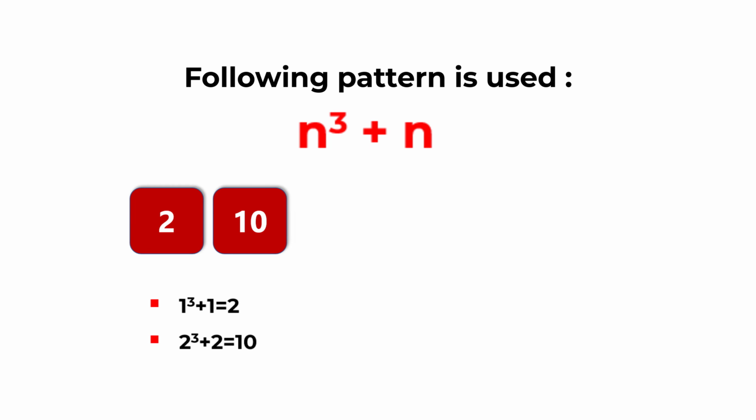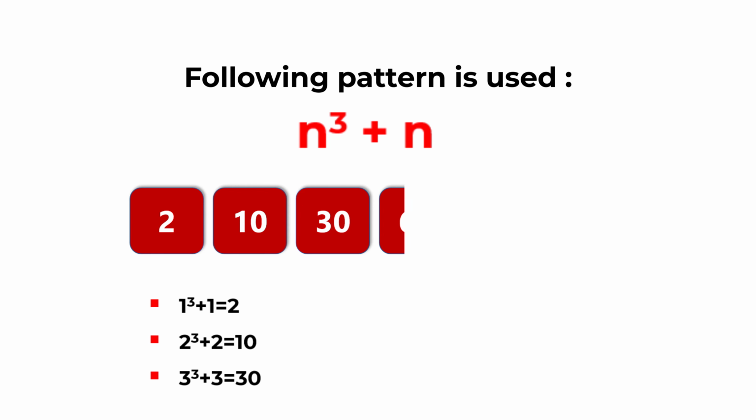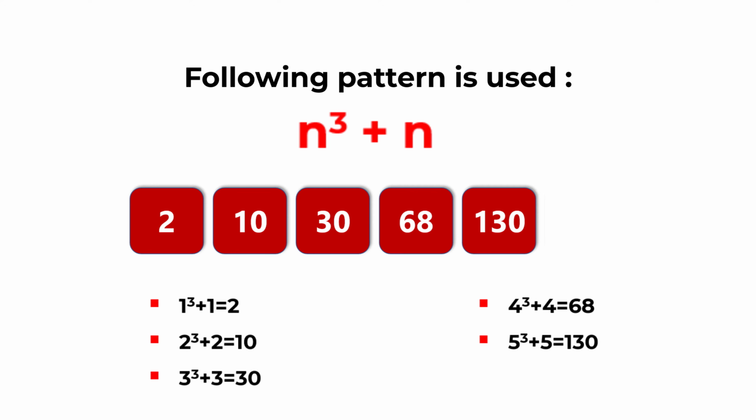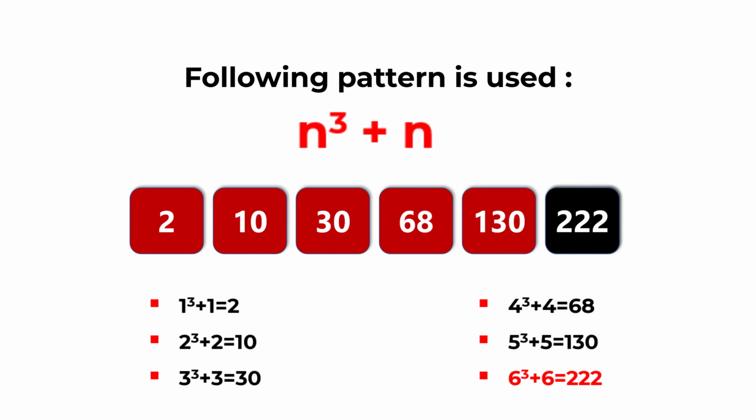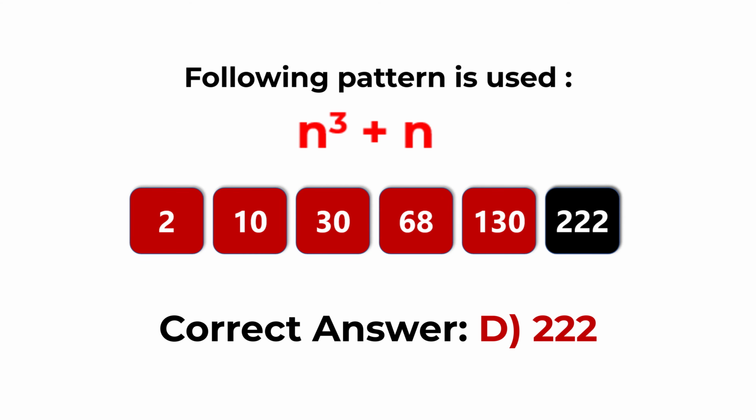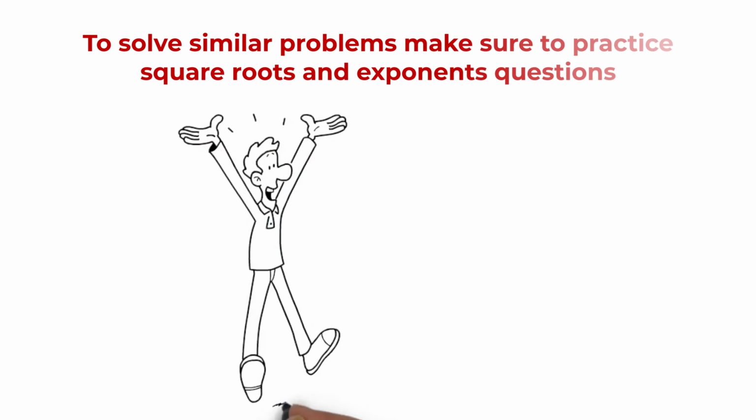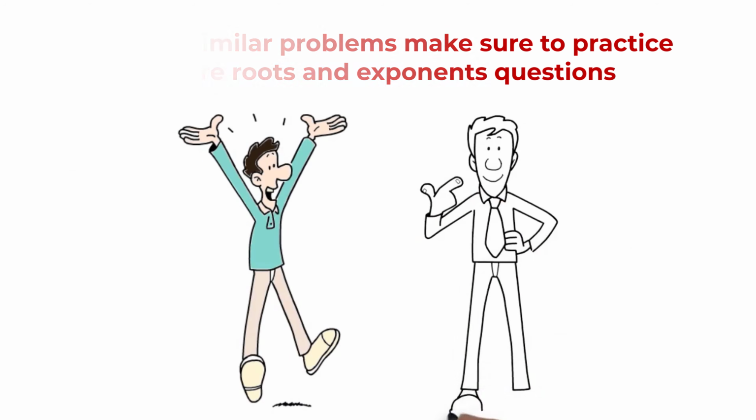The following number was calculated as 3 cubed plus 3 equals 30. Then 4 cubed plus 4 equals 68. 5 cubed plus 5 equals 130, which means that the missing number should be calculated as 6 cubed plus 6, and the result would be equal to 222. So the correct answer here is choice D, 222. Hopefully you've nailed this question on your own and now know how to answer similar problems on the test.